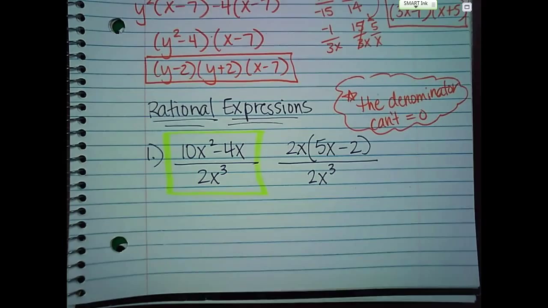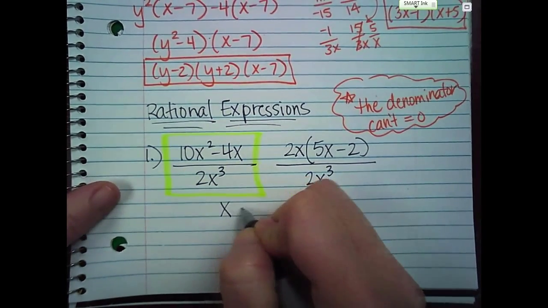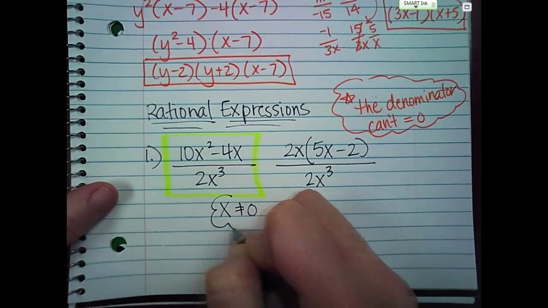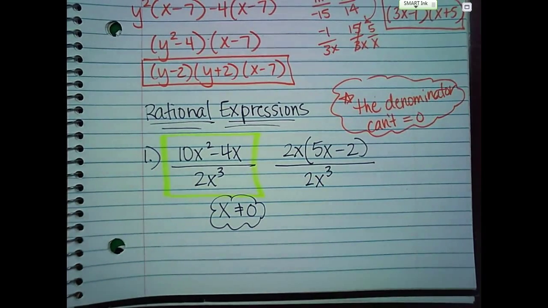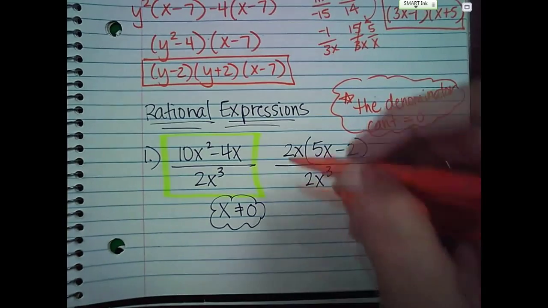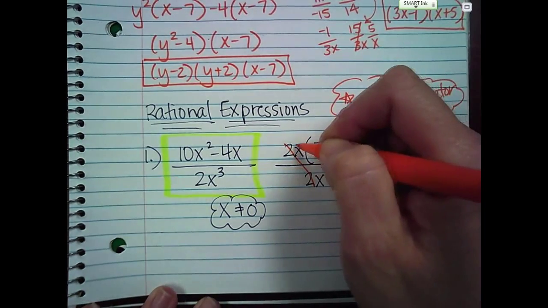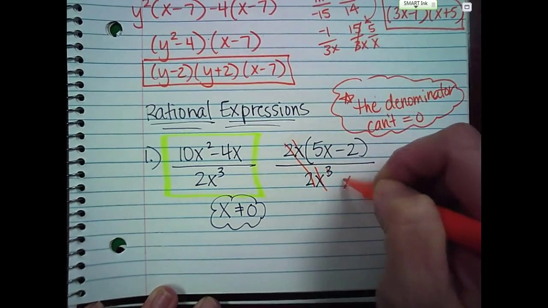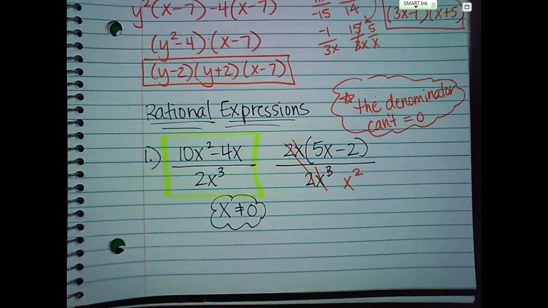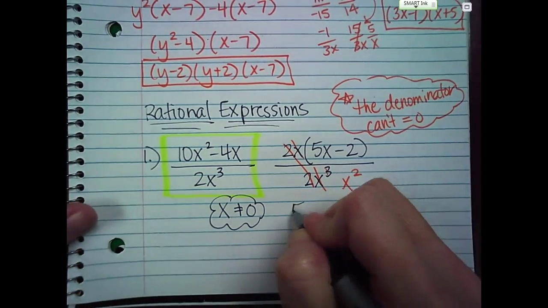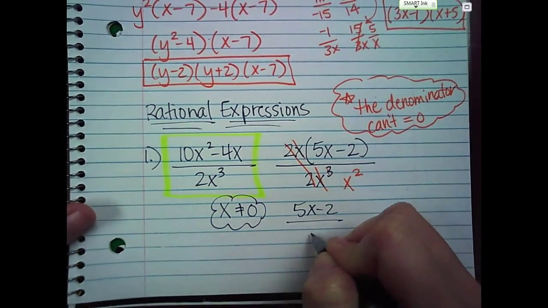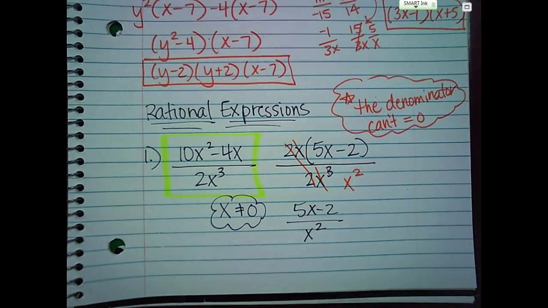0. Right? So let's write our restriction, and that's required. That's part of your answer. X can't be 0. Now then, let's cancel. Okay? So the 2's are going to cancel. 1x is going to cancel, leaving me with 2 in the bottom. So then your final answer is 5x minus 2 on top and an x squared on bottom. Can I cancel those x's one more time? No, it has to fit into everything to cancel.